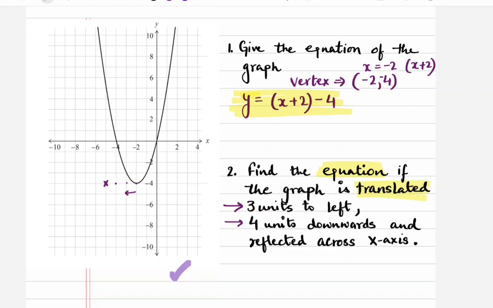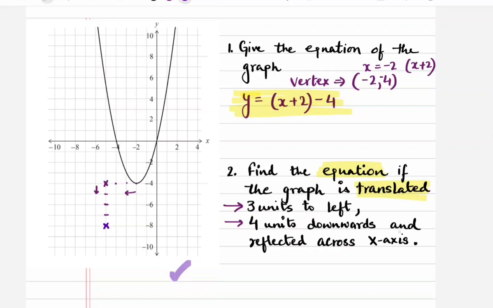Next is 4 units downwards. So we are here now. We have to move down 4 units. So it's going to be 1, 2, 3, 4. This is our new point now, right?